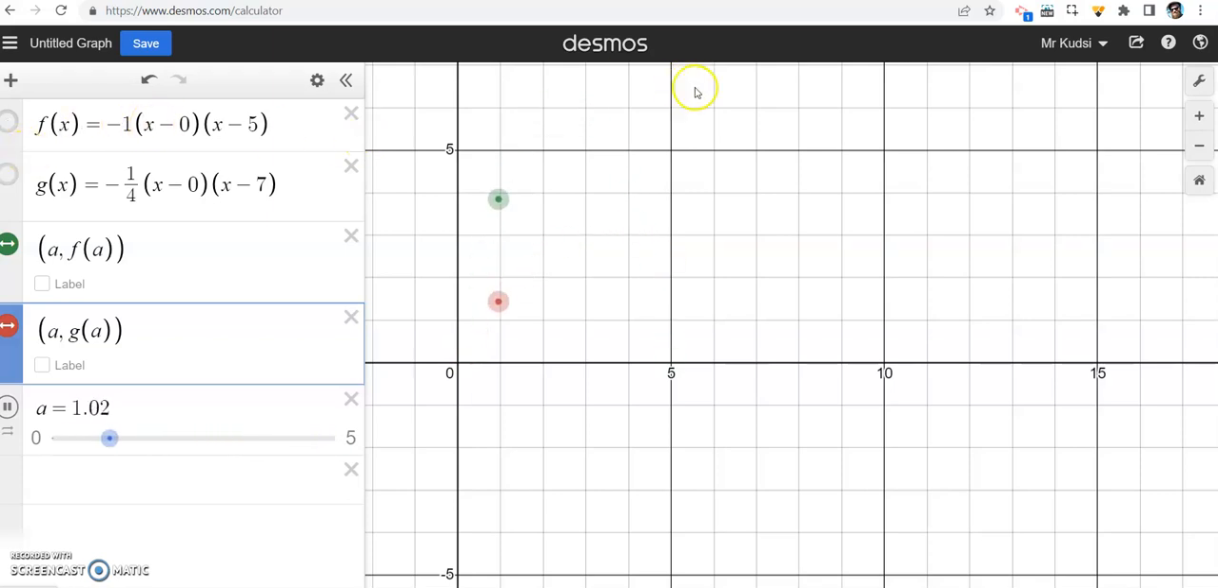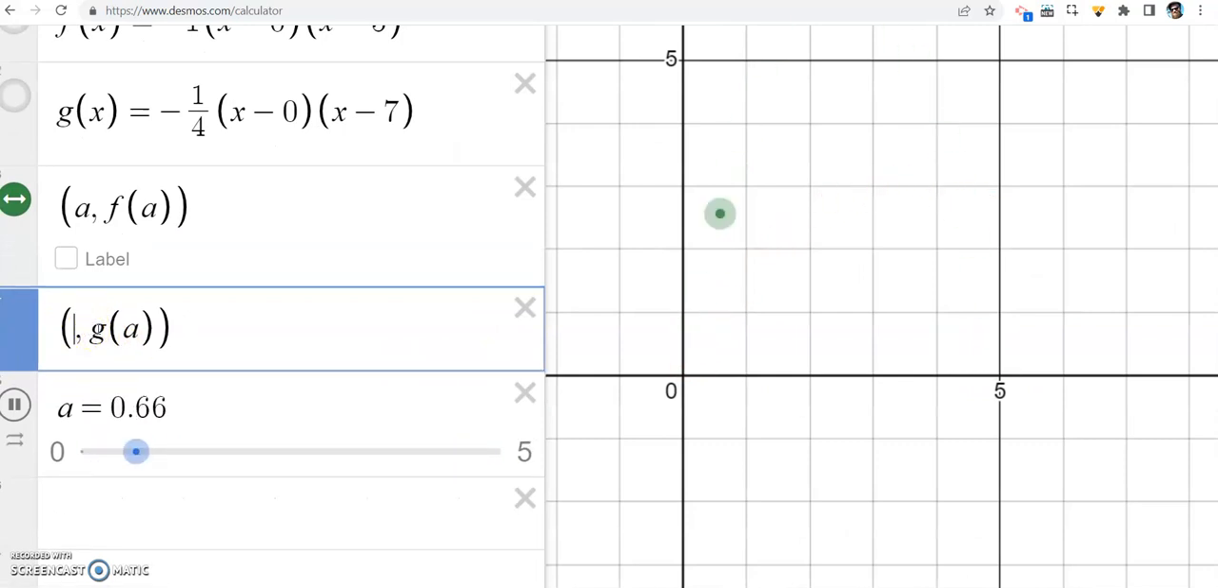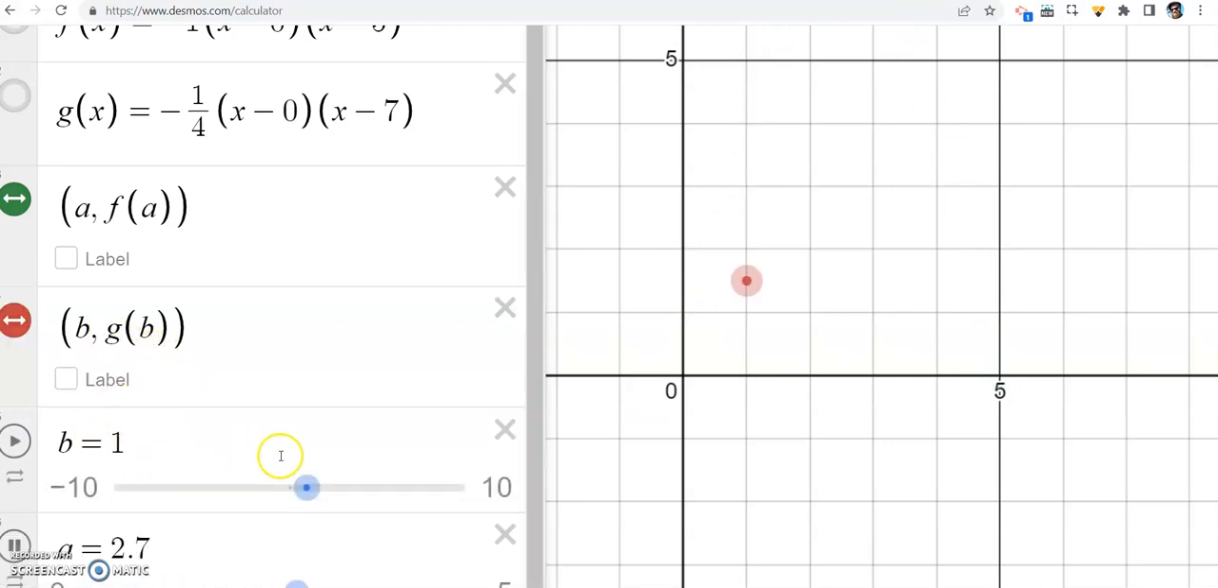Okay. Now you notice G sort of disappears because we told A to stop at 5. So G is stopping at 5 too. So you can change that by putting a different slider. You can put a slider called B. If that's confusing, just keep it as A, and it'll be less confusing.